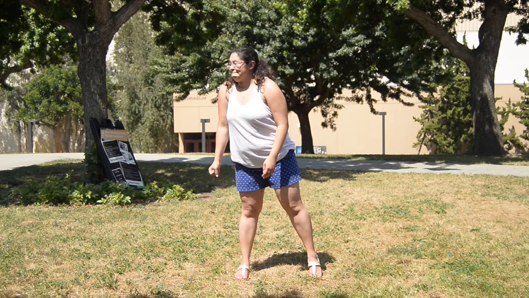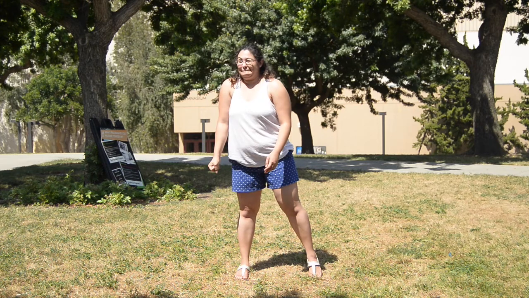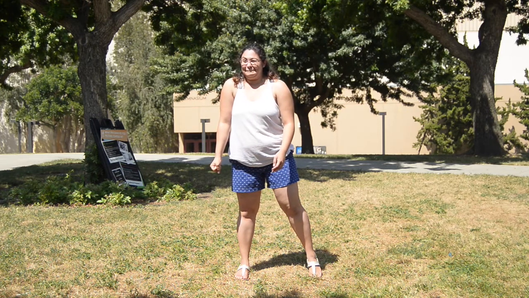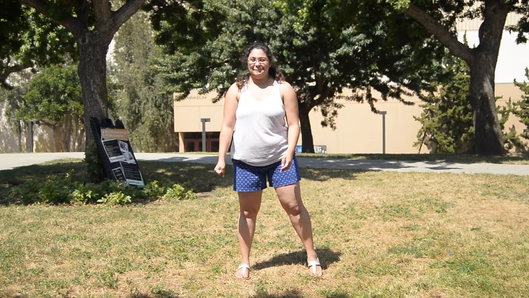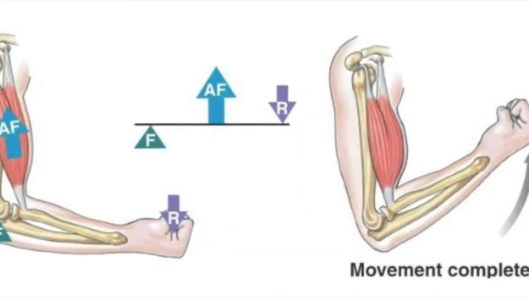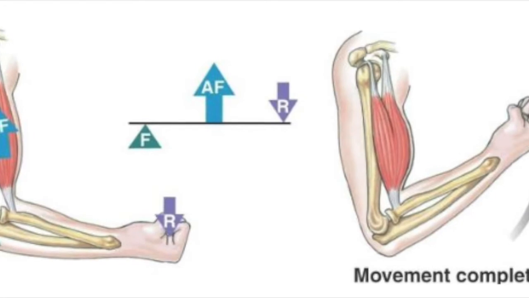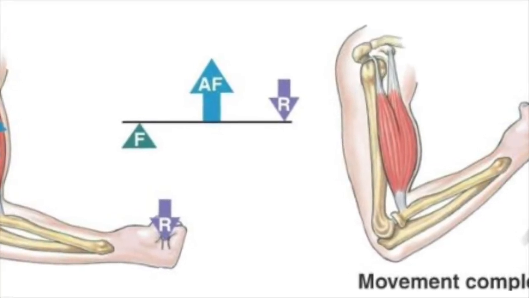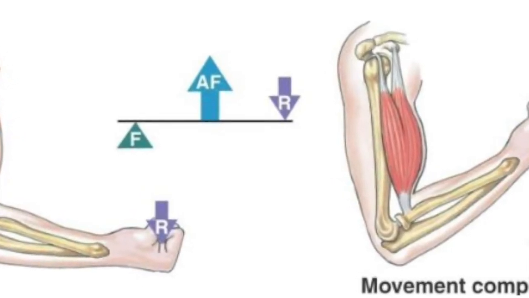Finally, we see the extension of the elbow. The triceps brachii and anconeus contract concentrically to extend the elbow. This motion is a first-class lever. A first-class lever is a type of lever where the axis lies somewhere between the force and the resistance. The triceps apply force to the olecranon in extending the forearm at the elbow.